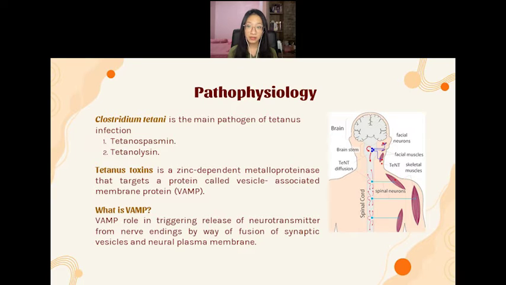Tetanus toxin is a zinc-dependent metalloproteinase that targets a protein called vesicle-associated membrane protein, or VAMP, and this VAMP plays a role in triggering the release of neurotransmitters from nerve endings by way of fusion of synaptic vesicles and the neural plasma membrane.